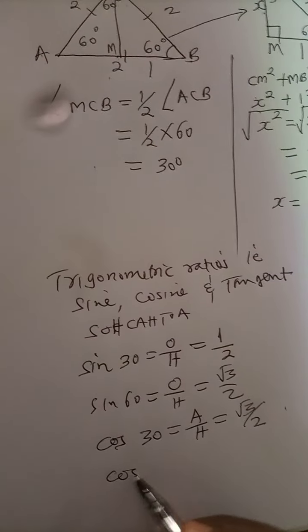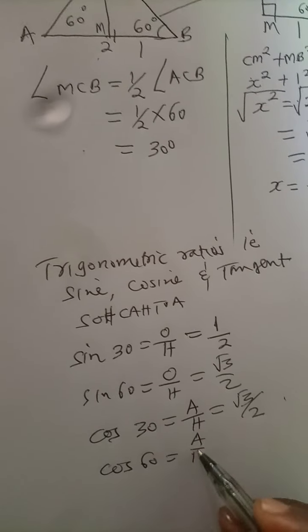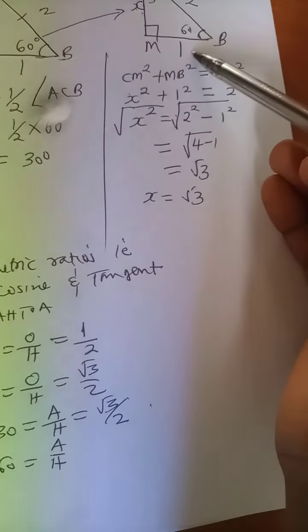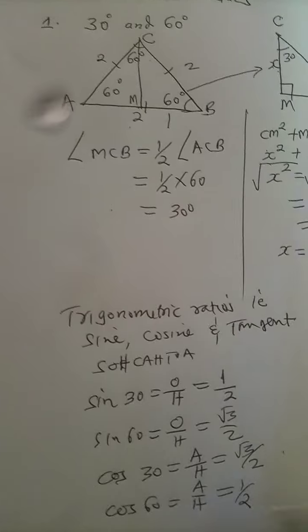What about cos 60? Cos 60 will equal adjacent over hypotenuse. Adjacent of 60 is 1 and hypotenuse is 2. So it will be a half.